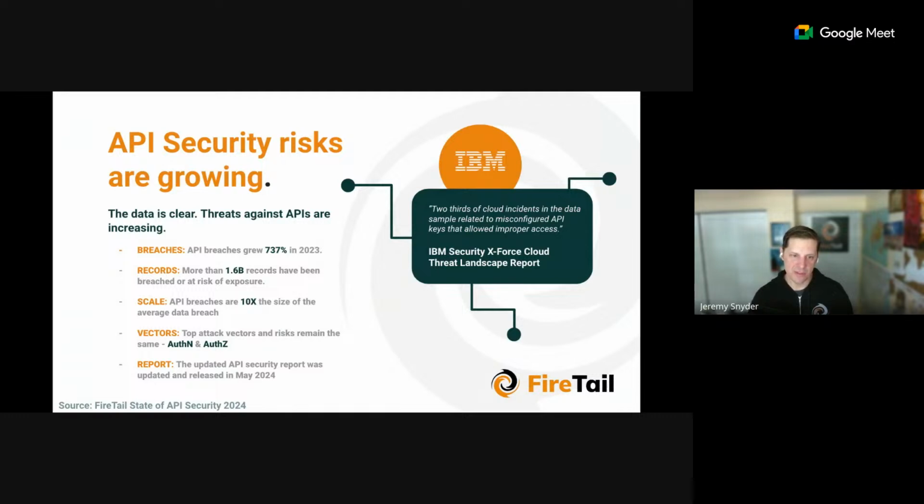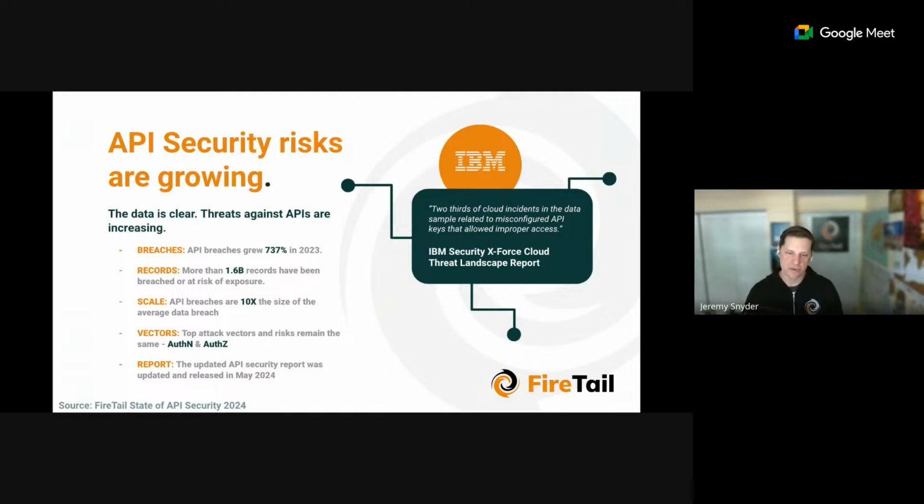But a couple of other things that we've realized, the rate of attacks against APIs has actually been growing dramatically over the last couple of years. So for 2023, the last full year that we have data for, they were up about 7x over the previous year, so 737%. Well over 1 billion records have been breached or at risk of breach. That's classified in there as well.